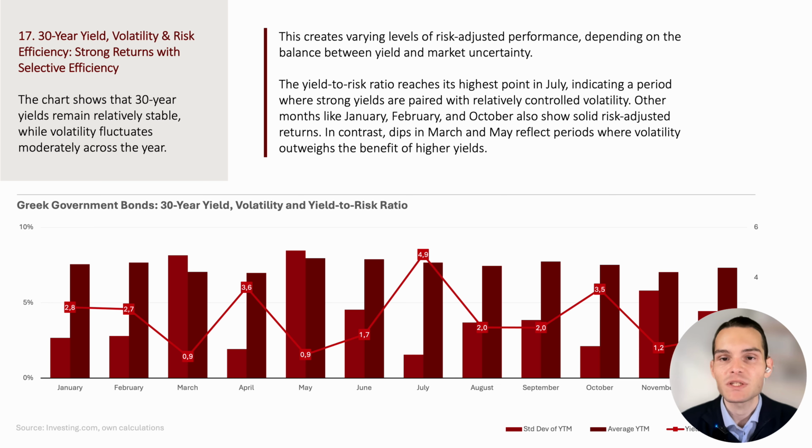The 30-year maturity segment reflects the long end of the Greek sovereign yield curve. Although long-term yields remained generally stable throughout the year, volatility still fluctuated moderately across certain periods. As a result, risk-adjusted performance varied, depending on the balance between yield and market uncertainty.